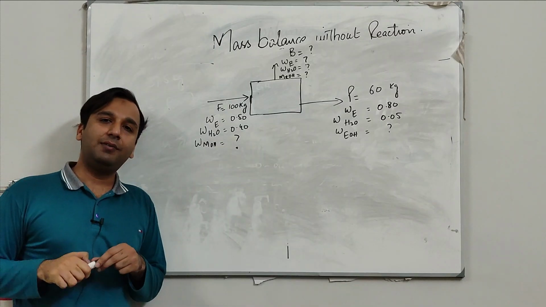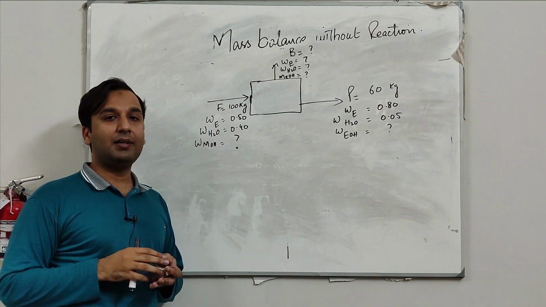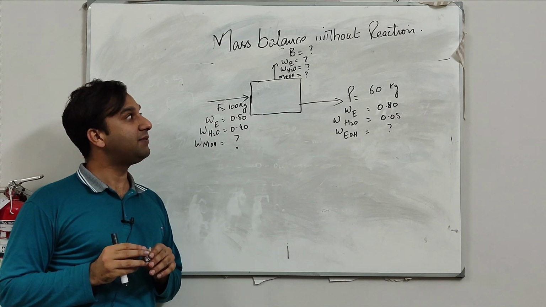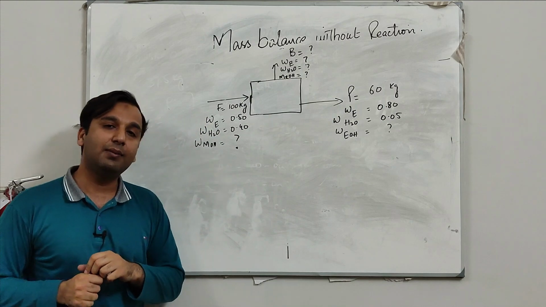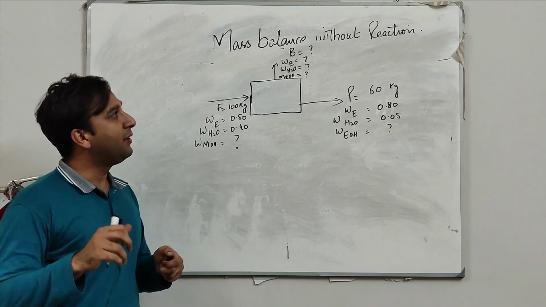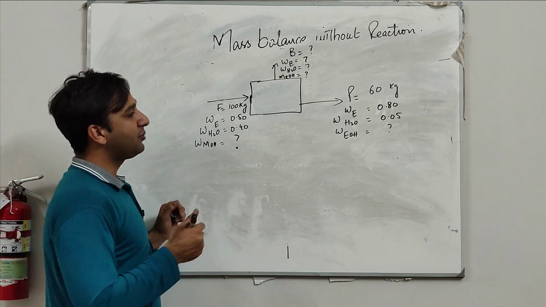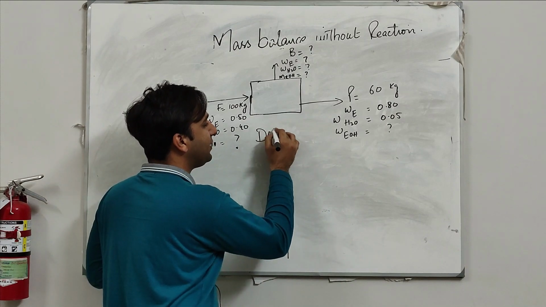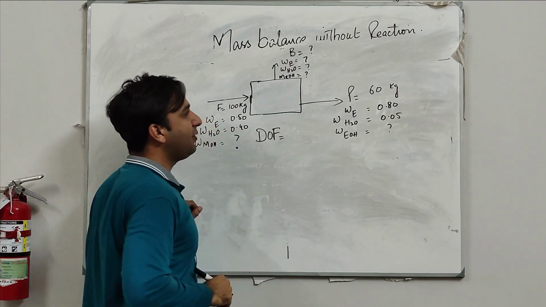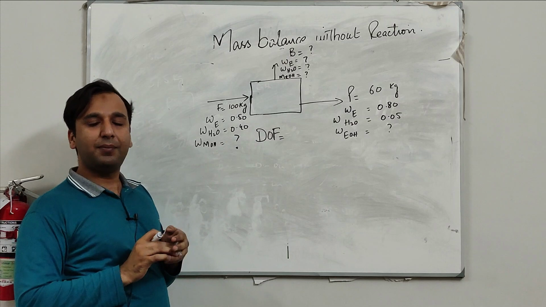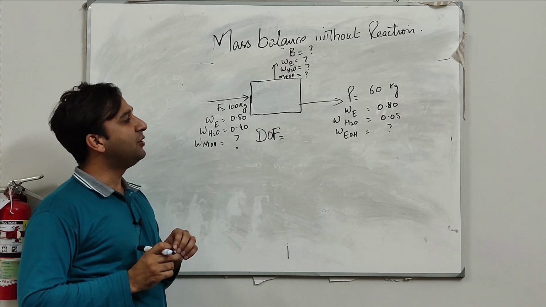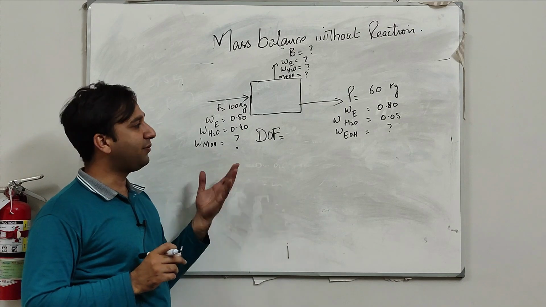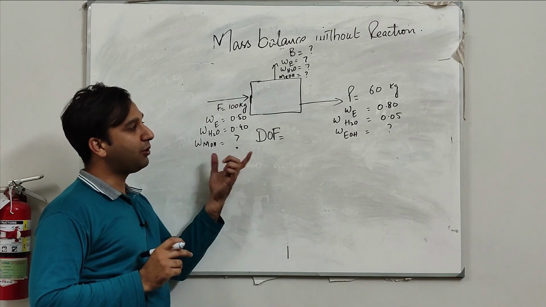So now we are solving another problem, that is mass balance without reaction with 3 components, or you can say 3 independent equations. So now we will have to start with the degree of freedom. The first step is the degree of freedom. What is the degree of freedom? It is the number of unknowns minus the number of independent equations. So let's see what are the number of unknowns in this problem.